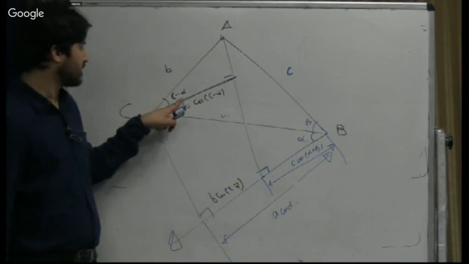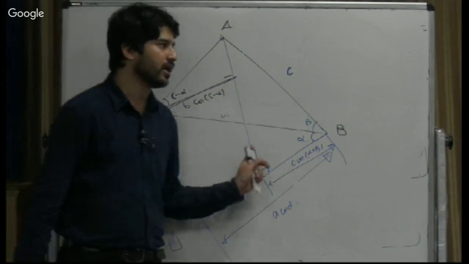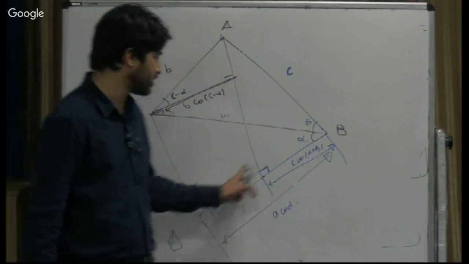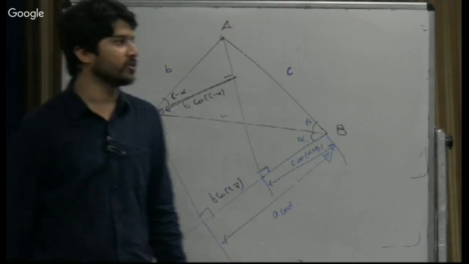So I can say this is basically C minus alpha. So I can say this portion is b cos(C minus alpha). And hence we said that this is b cos(C minus alpha) and this is c cos(alpha plus B). And the right hand side was a cos alpha.